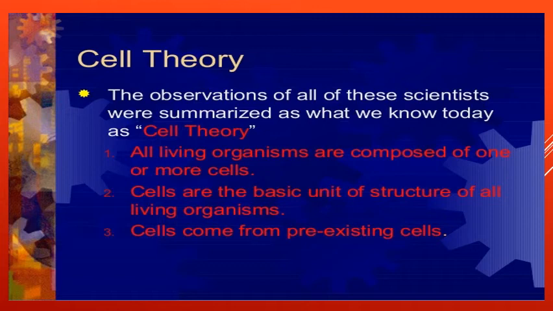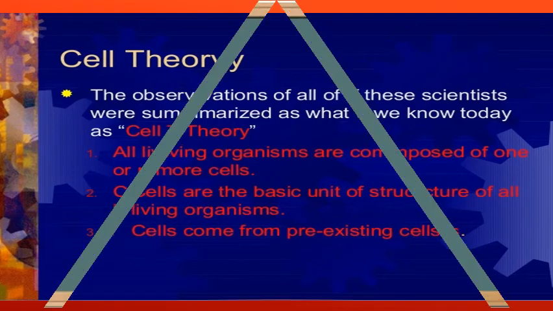And last but not the least, a very important point that is given by Rudolf Virchow: all cells originate from the division of pre-existing cells. That means cells are not coming from some heaven or from some galaxy, but the cells are arising by the division of cells which are already existing. That means pre-existing cells give rise to new cells. That is also a type of reproduction.